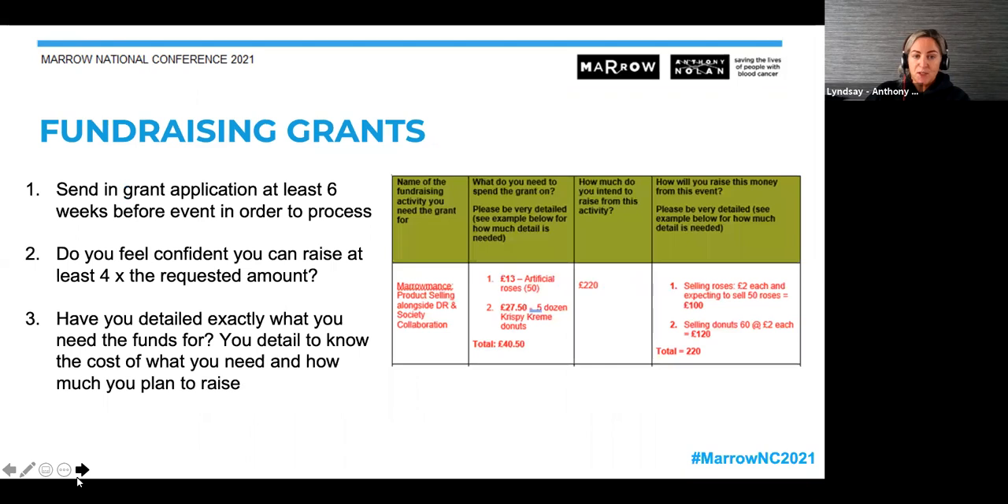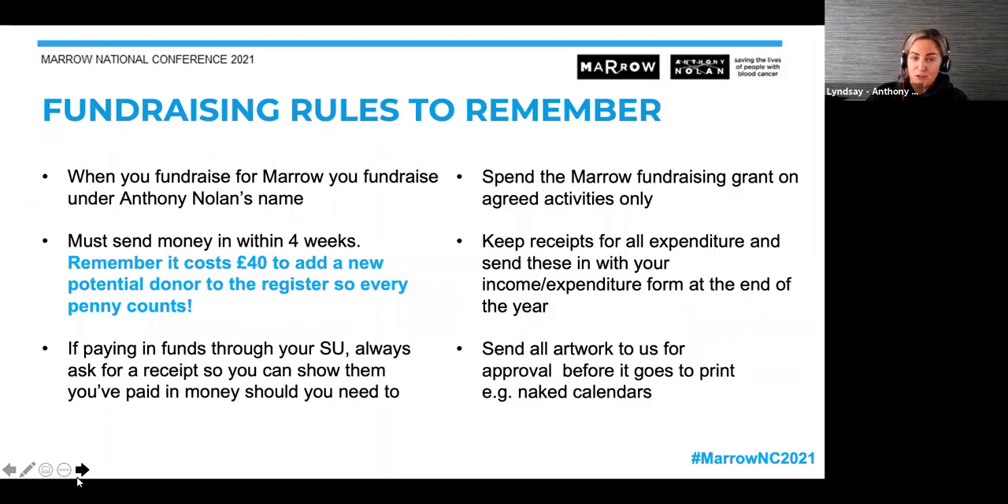So some top tips for when you apply for a fundraising grant: send in your grant application at least, as I said, 6 weeks before your event, so that our finance team have time to process it, and check with your group if you feel confident that you can raise at least 4 times the amount that you're going to request for a grant for. Make sure that you've detailed exactly what you need the funds for. You need to know the cost of what you need and how much you plan to raise from what you're buying. And finally, some fundraising rules to remember.